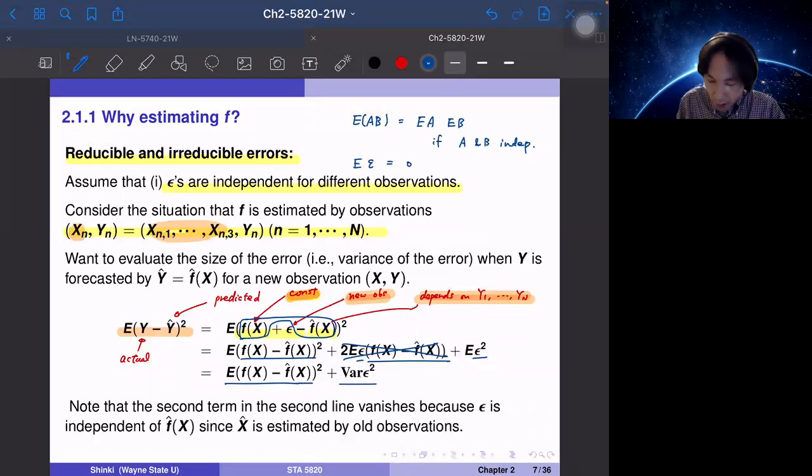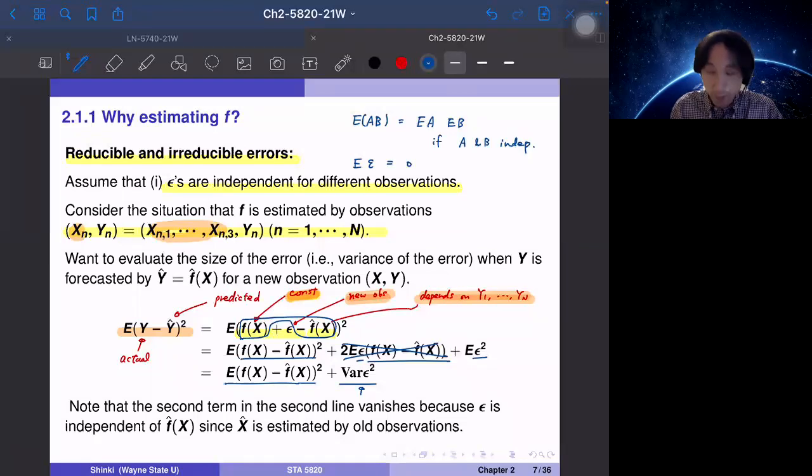So the first term gets smaller if f hat is more accurate. If f hat is almost similar to f, then it becomes smaller and smaller. So one is specification: if you have the correct model, then f hat is close to f. And also, if we have a larger sample size, f hat is closer to f. But the second term does not change whatever you choose. So f hat doesn't matter for this term.